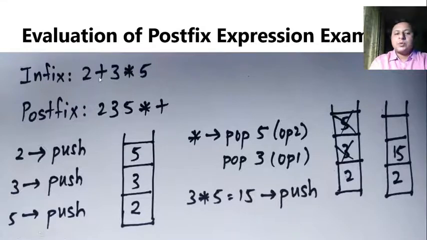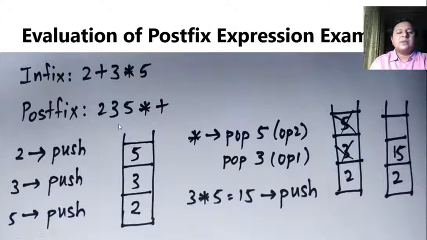So infix is 2 plus 3 into 5, postfix is 2, 3, 5 star plus. So obviously 3 into 5 is done first and then 2 would be added. So mathematically, if you expect this to be evaluated, the answer would be 3 5s are 15, 2 plus 15 should be 17. Let's see how do we do that.